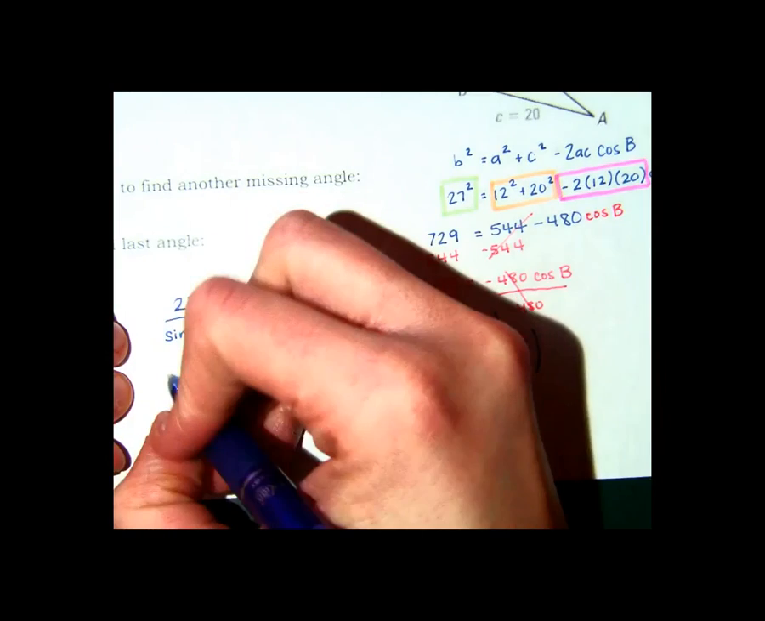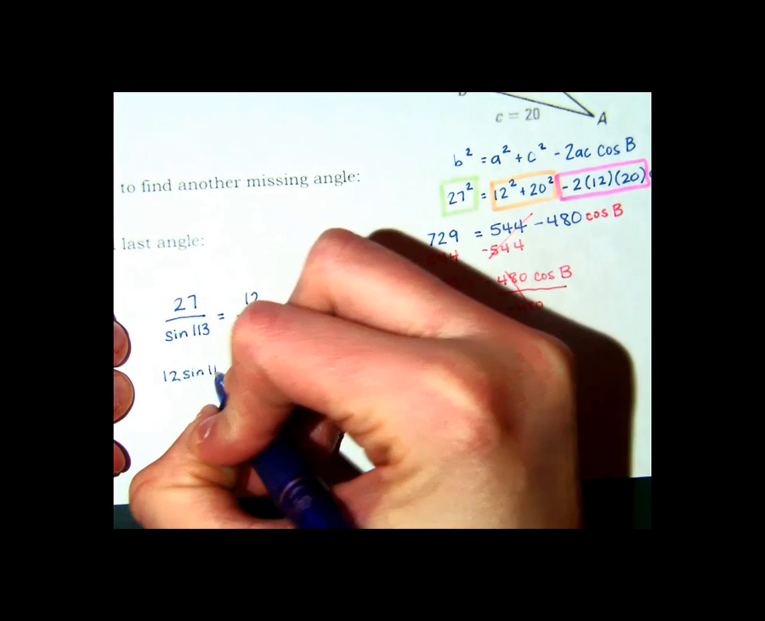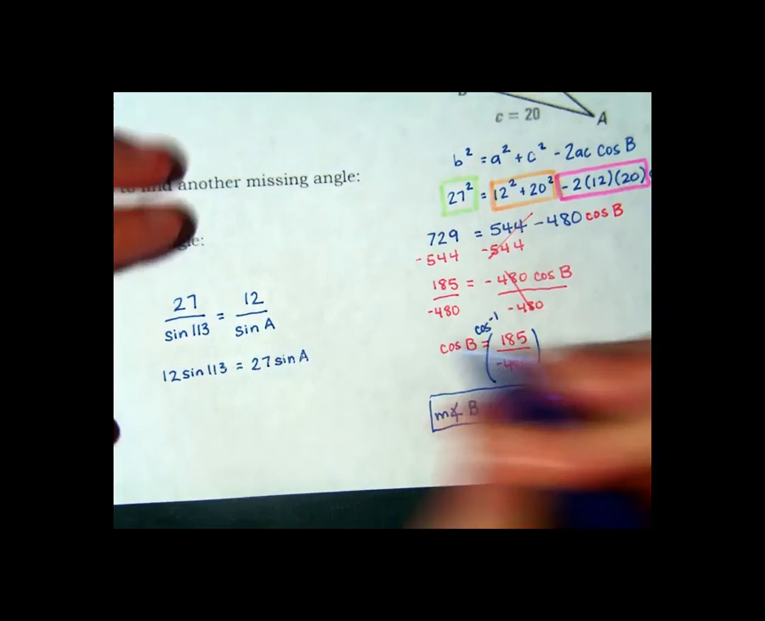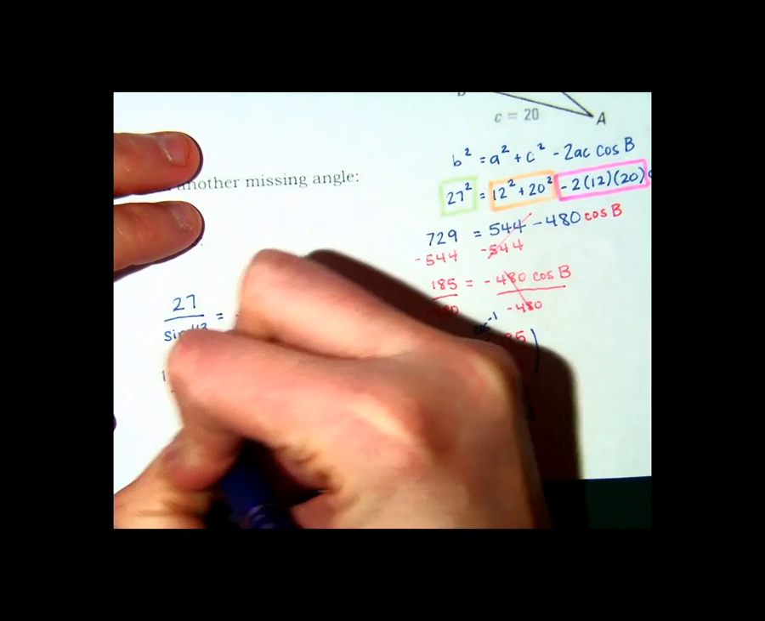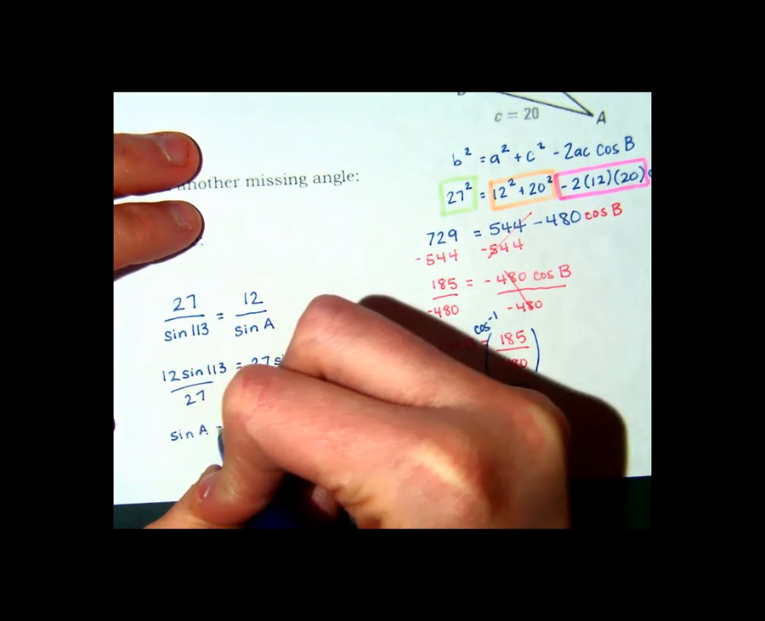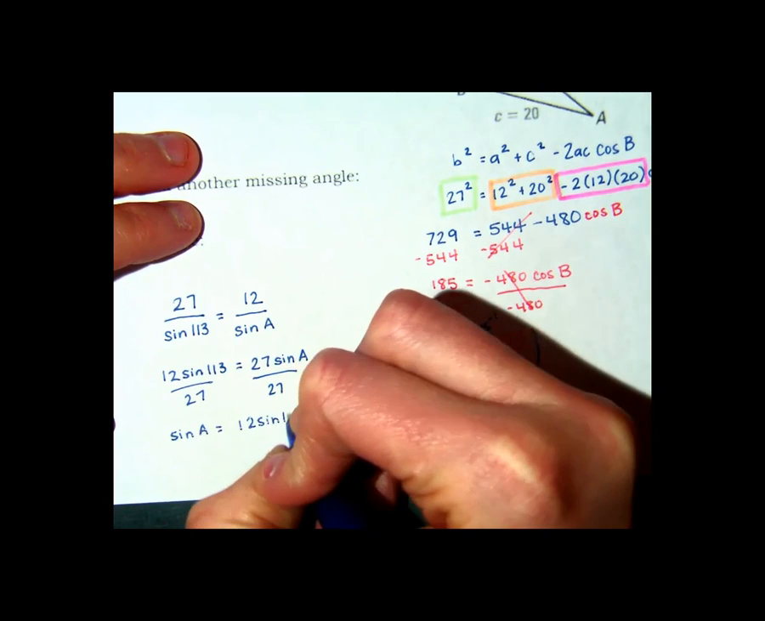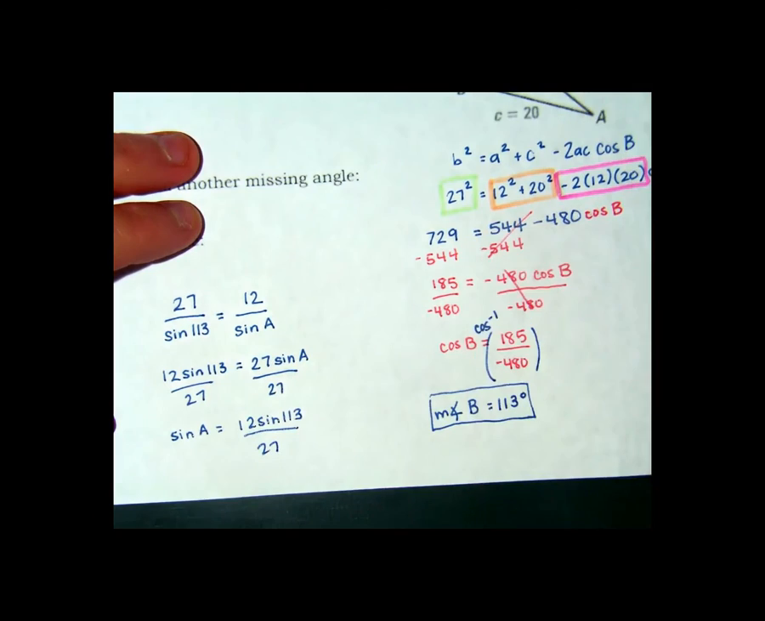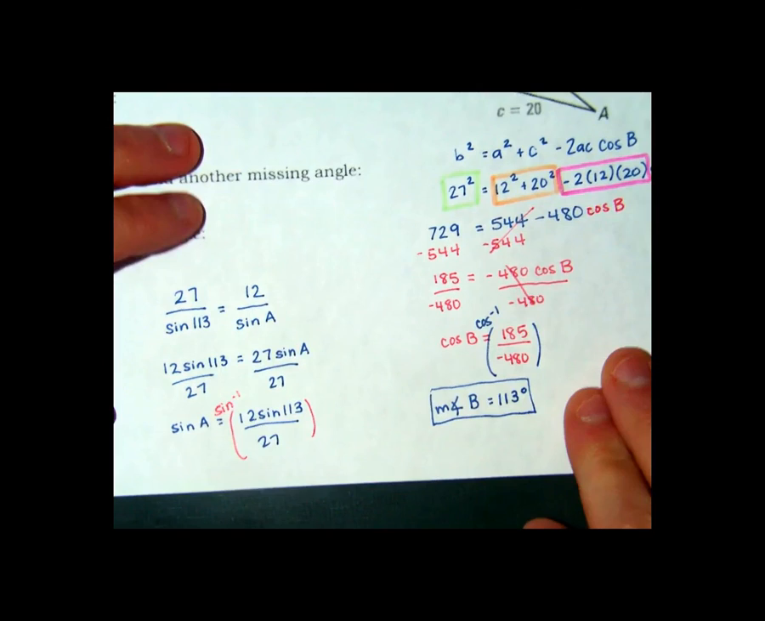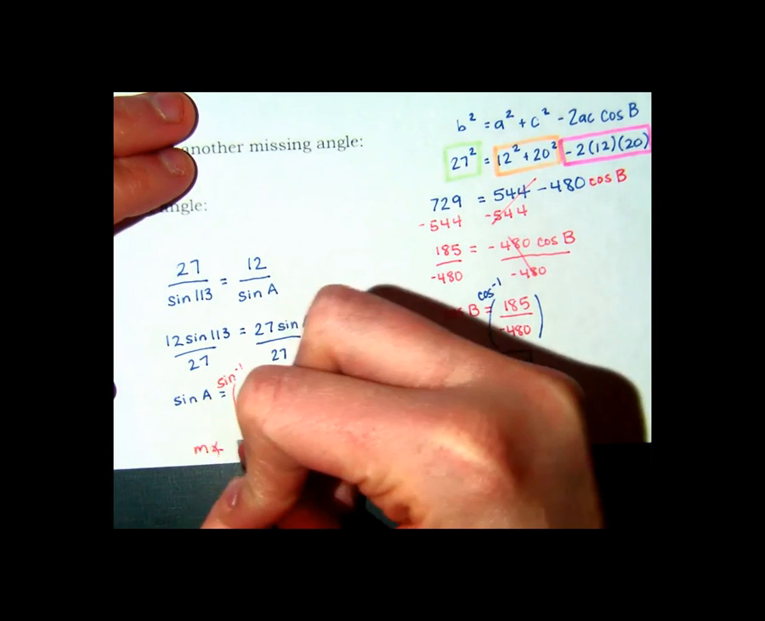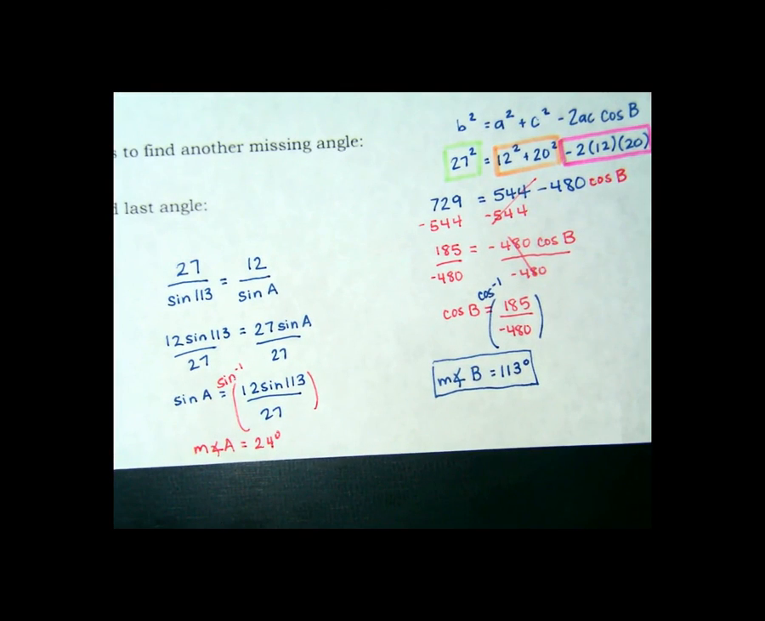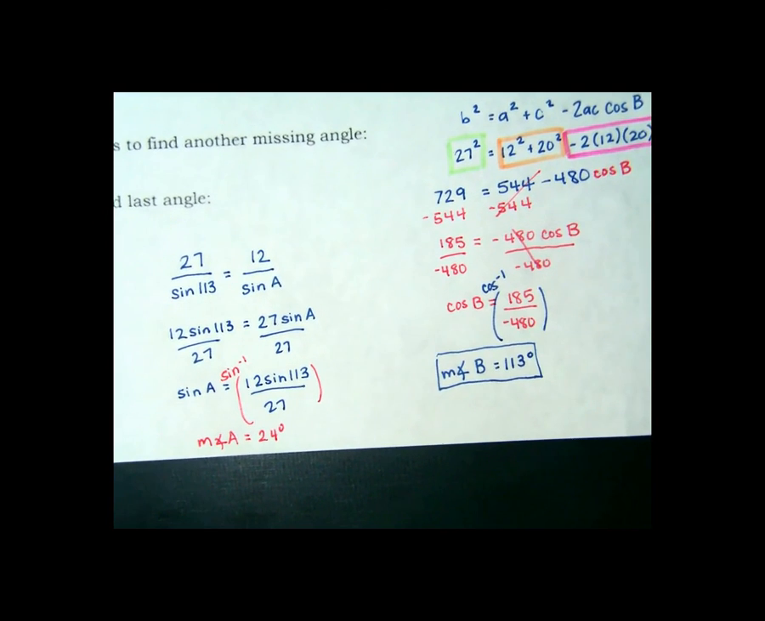Okay, so you cross multiplied. 12 sine 113 equals 27 times sine of A. We've done this a lot. Divide by 27, right? And this is what you type in, but it's the sine inverse of sine A. So you're typing in the sine inverse to find what A is. What did you get when you typed it in, somebody? 24.